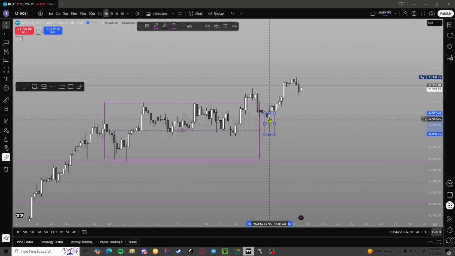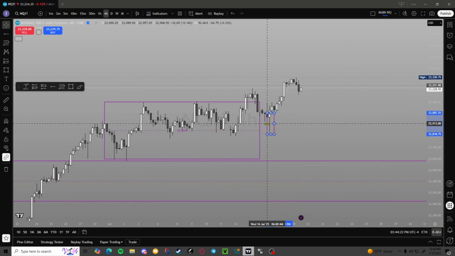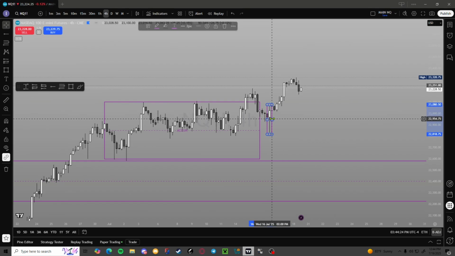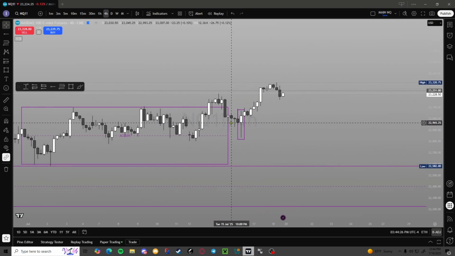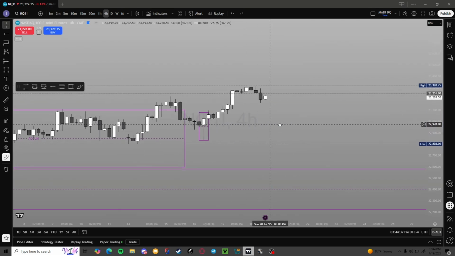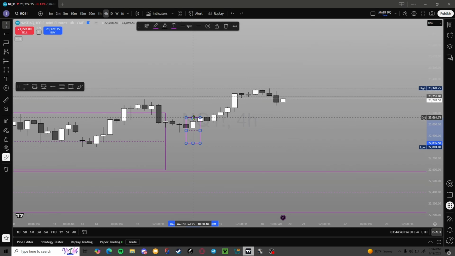Yeah, I would say that's our manipulation right there, because if you look, we took out those lows to the left, or at least it looks like we swept them. So move your cursor to the bottom of the wick and draw a full horizontal line right there at the bottom of the wick. I want to show you something real quick.